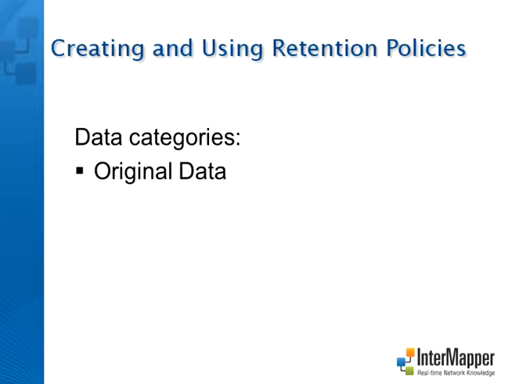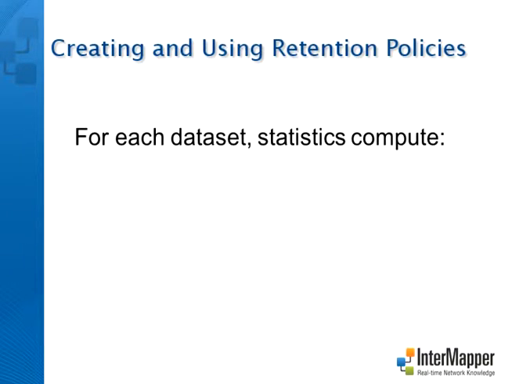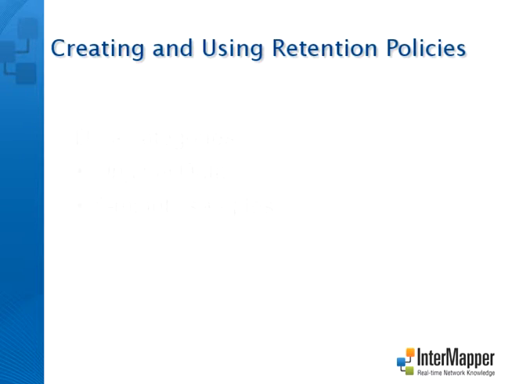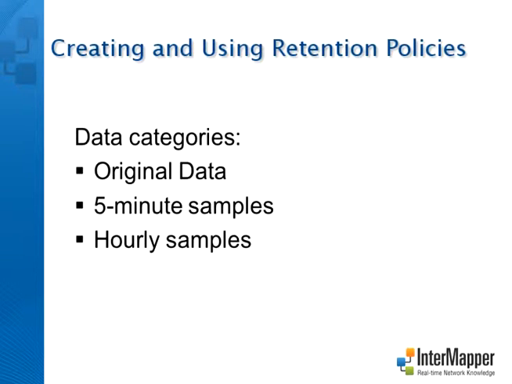Original data is the entire set of raw data values collected by the Intermapper server. 5-minute samples are statistics computed over 5-minute sets of raw data. They include the minimum, maximum, mean, and standard deviation across all the values in each 5-minute period. These are computed as the data comes in so you can see up-to-date statistics at any time.